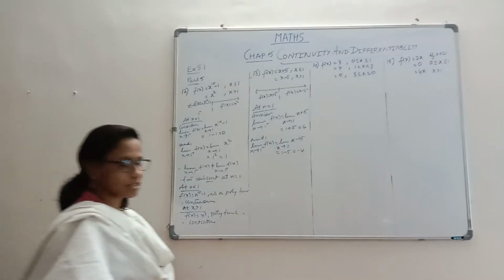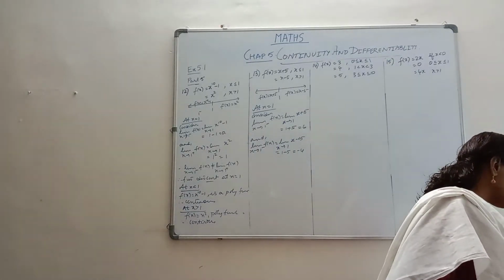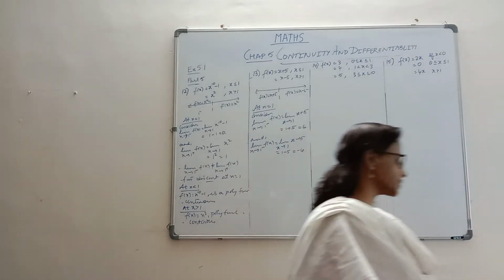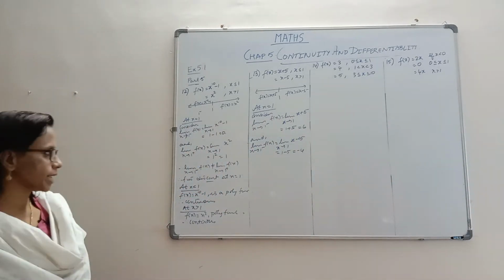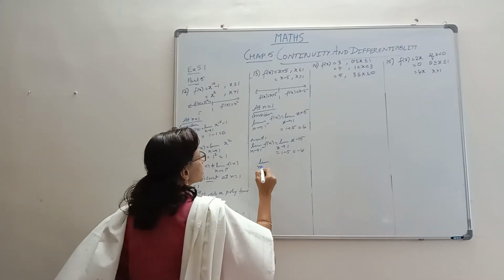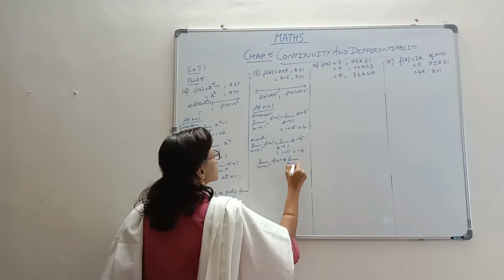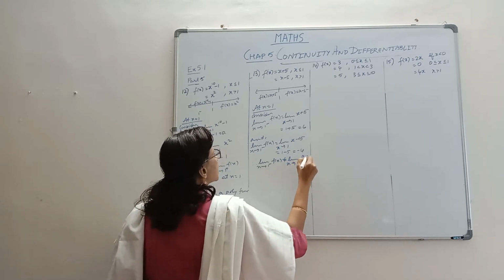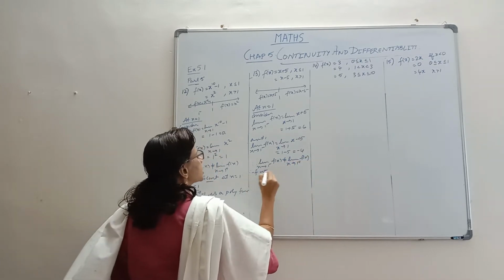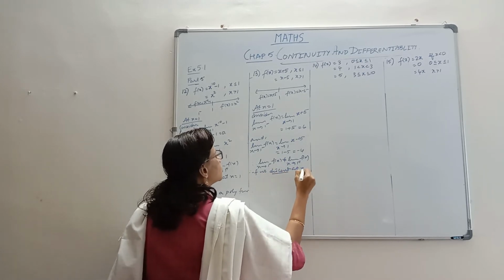Am I correct? I have to check the definition. Yes, x minus 5, yes. So 6 and minus 4. So therefore, not the same. Therefore, the limit as x tends to 1 minus of f of x is not equal to the limit as x tends to 1 plus of f of x. Like that, f is discontinuous at x equal to 1.